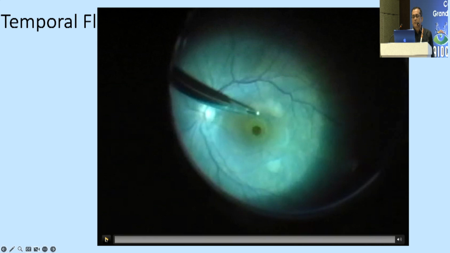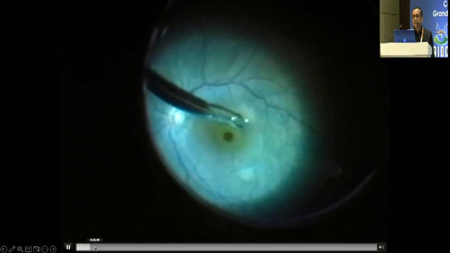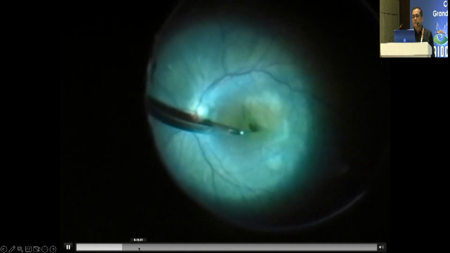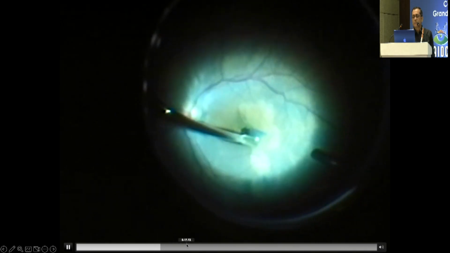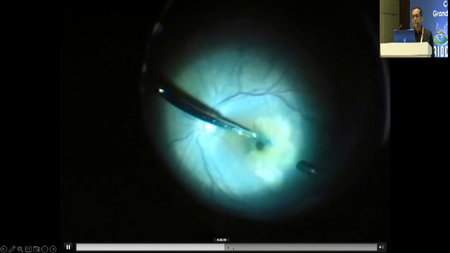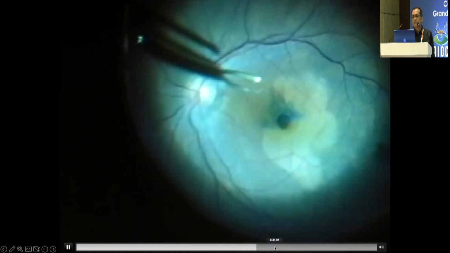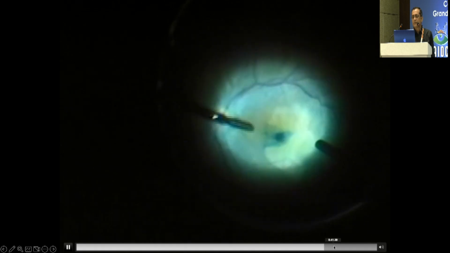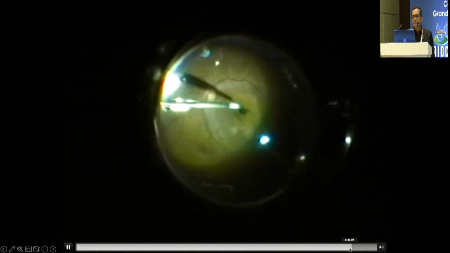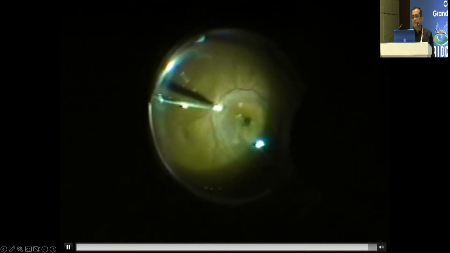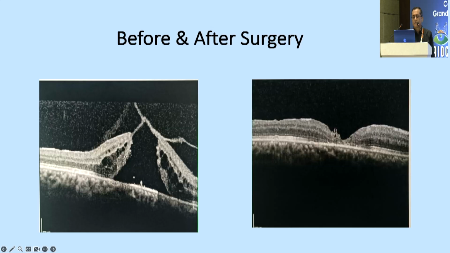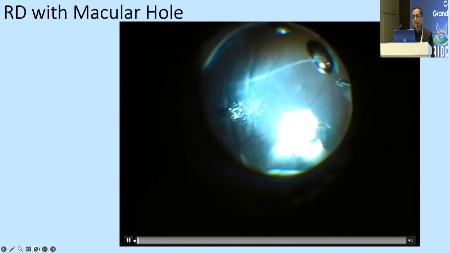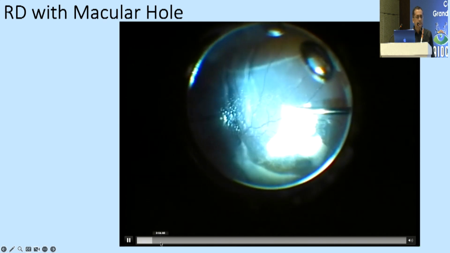And this is one of the cases where, nowadays, you can say we are taking less trouble. It has decreased our timings for macular surgery nowadays with this flap. So we just take out the temporal flap, and this is the before and after surgery. This is the last one, with retinal detachment and macular hole surgery.